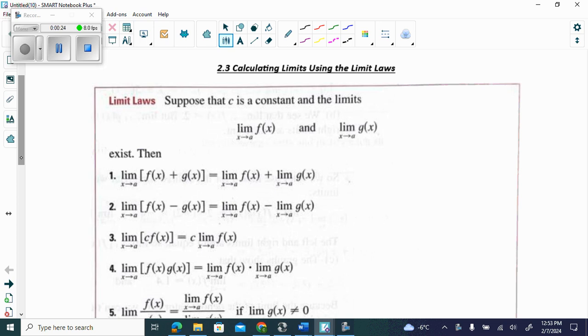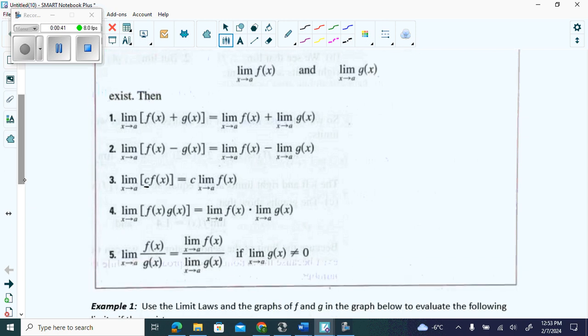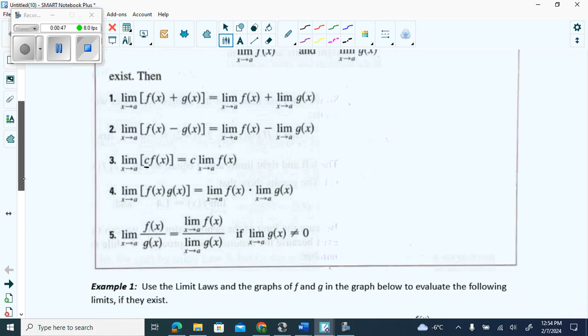Same thing with subtraction. If C is a constant, like the number 2, let's say, or 8, or -4, and it follows behind a function, I can take that C out and then do the limit of that function. Same thing with multiplication, you can write it out as two limits. Same thing with division, you can write it out as two limits. The key thing is that your denominator can't equal 0.